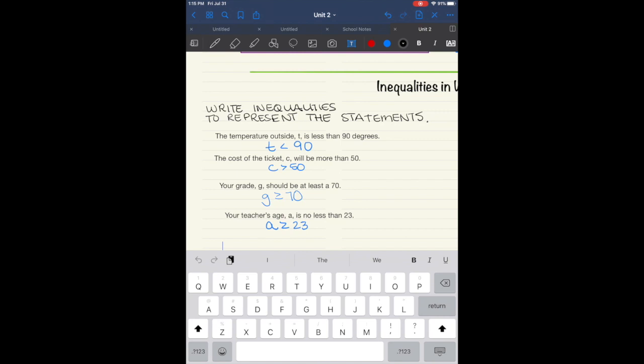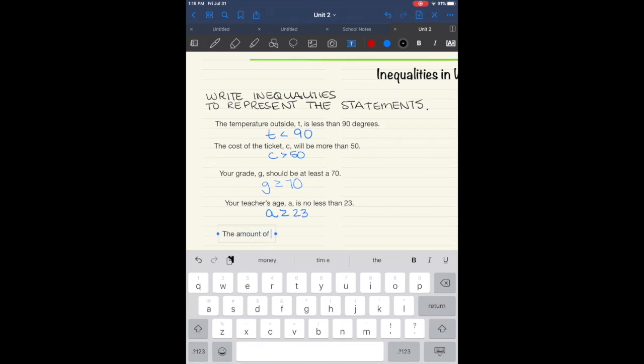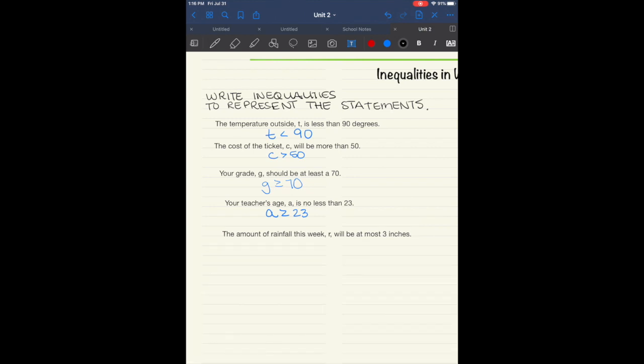The next one says the amount of rainfall this week, R, will be at most 3 inches. So think about whether you think at most means more than or less than. It's saying that 3 inches is the most. So that means it needs to be less than 3 or it can be equal to, since 3 is the most. So to write that out, we're doing R is less than or equal to 3, which means Pac-Man's going to be eating 3, and it also has an equal sign underneath it.